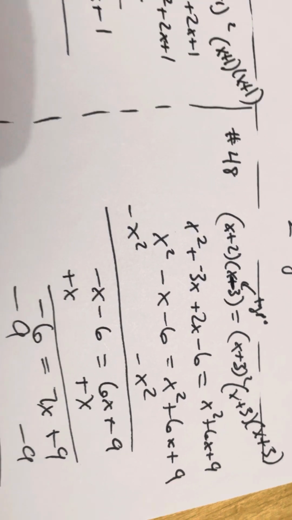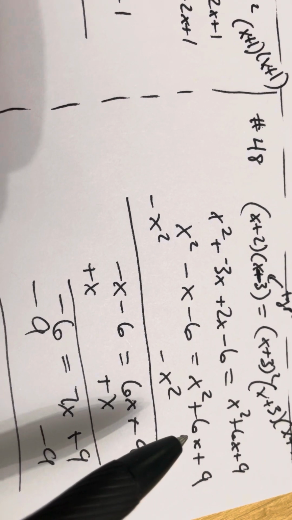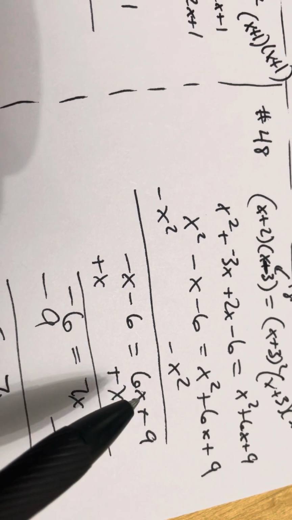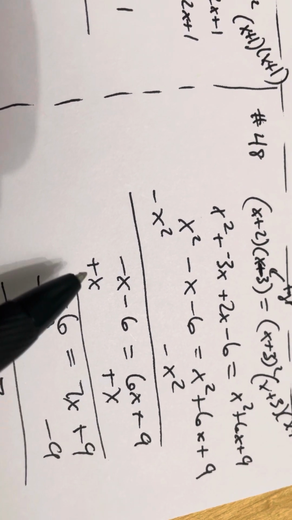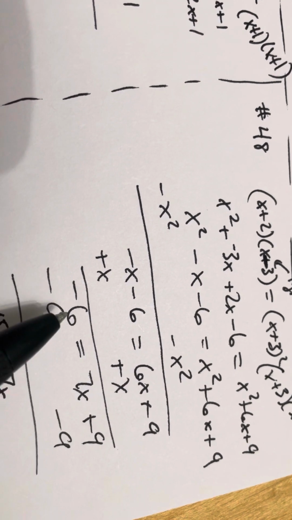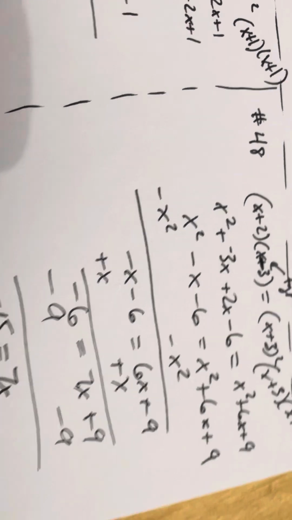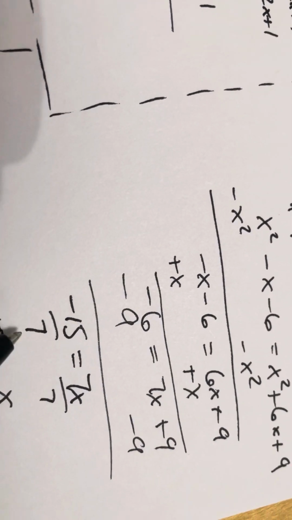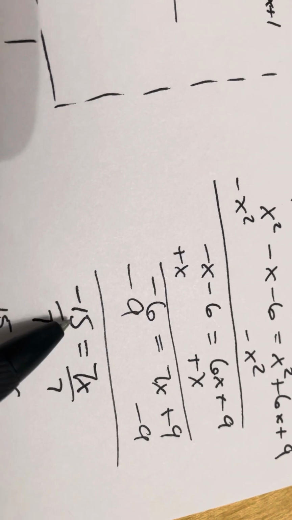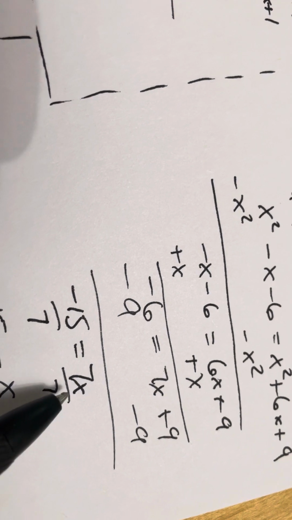Subtracting our x squareds, they drop off, and then we're going to have negative x minus 6 is equal to 6x plus 9. We'll add x to both sides. I have minus 6 is equal to 7x plus 9, subtracting 9. And we have negative 15 equals 7x, and then we're going to divide by our 7s.